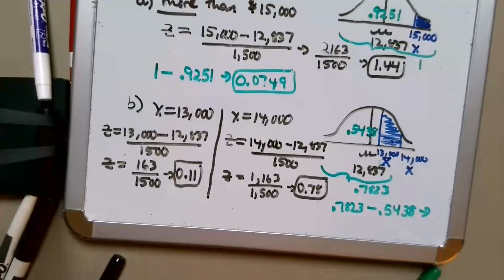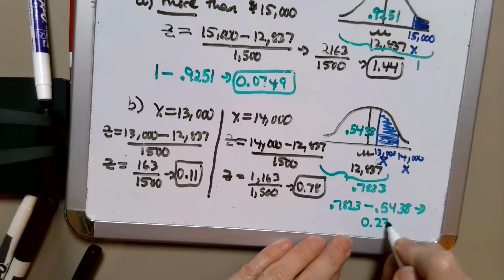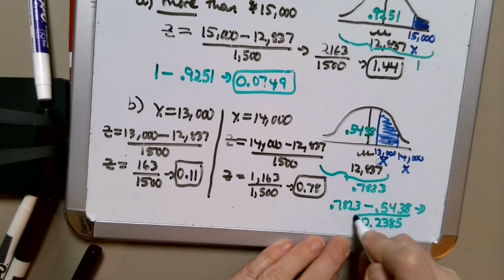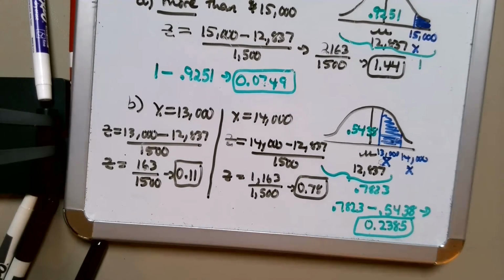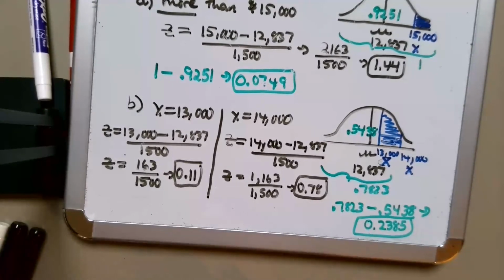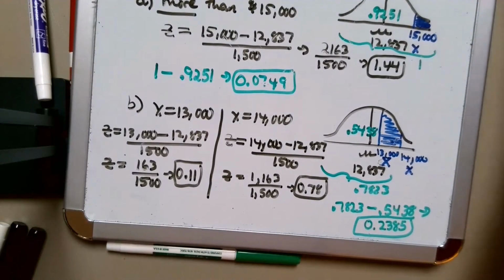And then I'm going to subtract 0.7823 minus 0.5438, and that's going to give me my answer of 0.2385. So that's the probability that a randomly selected PhD student would make between $13,000 and $14,000.